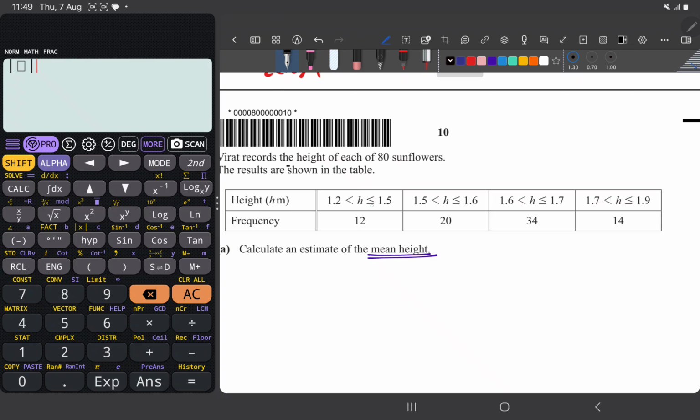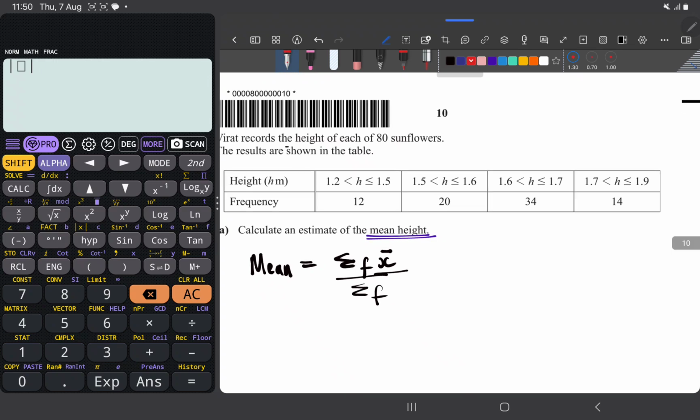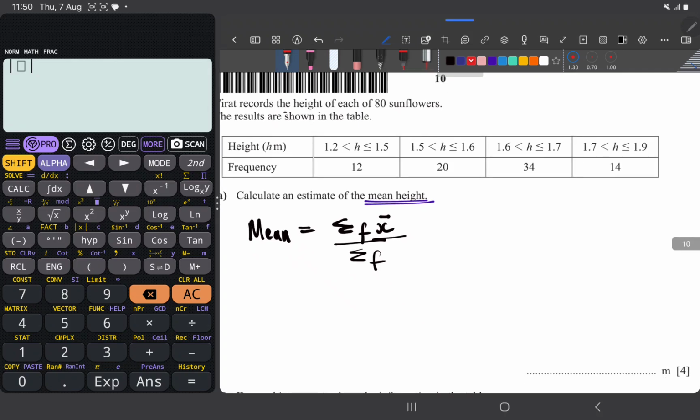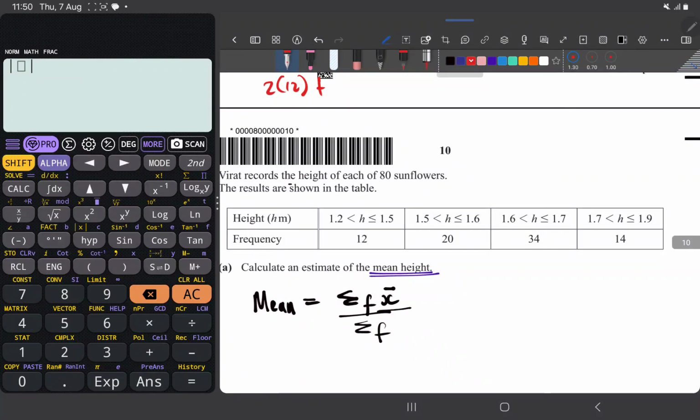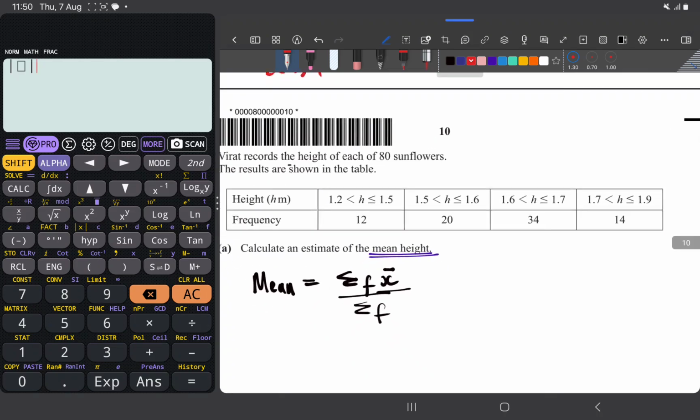So when you have a table where there is an interval, the formula now changes to say mean is equal to summation of fx, but the x is x bar, divided by summation of frequency. This is what you do. So now I need to find x bar first. Then I'm going to multiply each f times the x bar and add them.